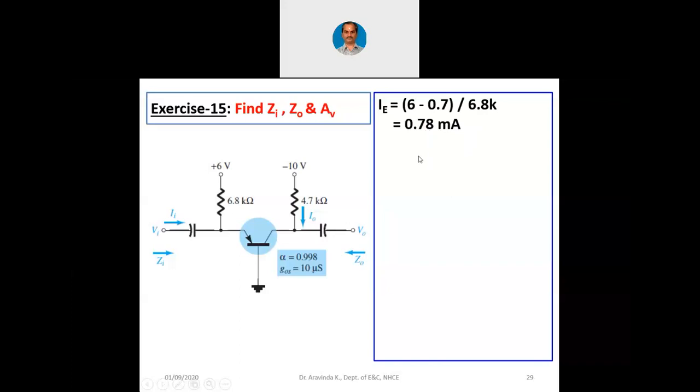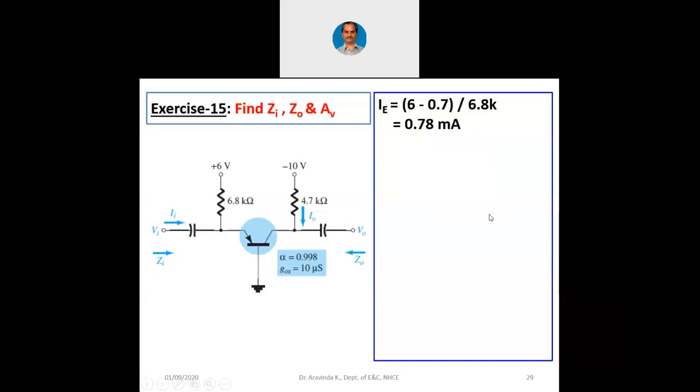Once we find IE, we can easily find small re. So small re is 26 millivolts divided by IE, which is 33.33 ohms. Once we find re, we can easily find all the other quantities. So Zi is 6.8K parallel with 33.3. This 6.8K is capital RE and 33.33 is small re.